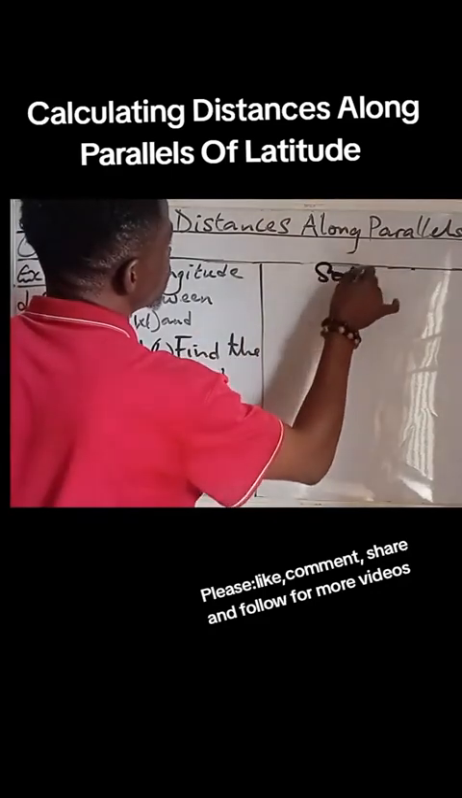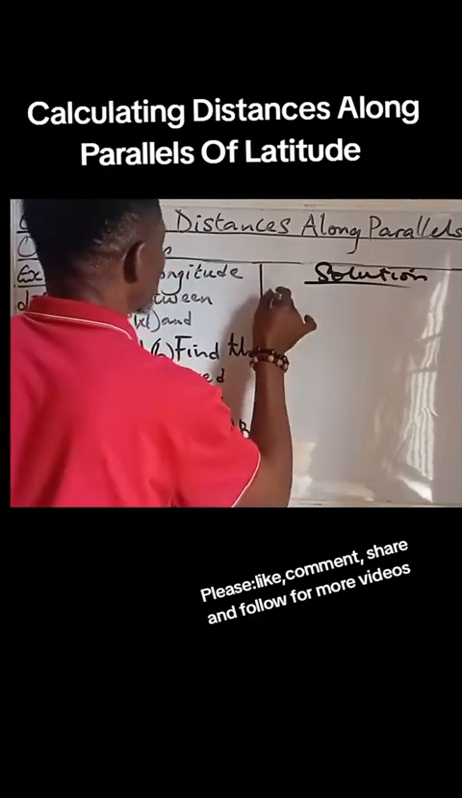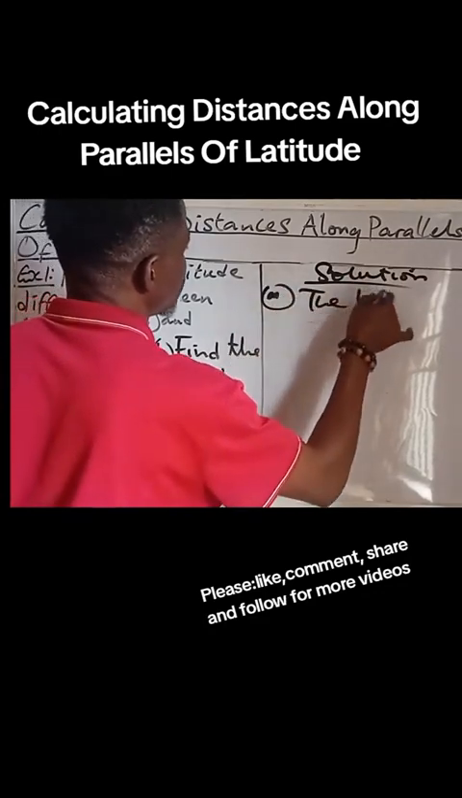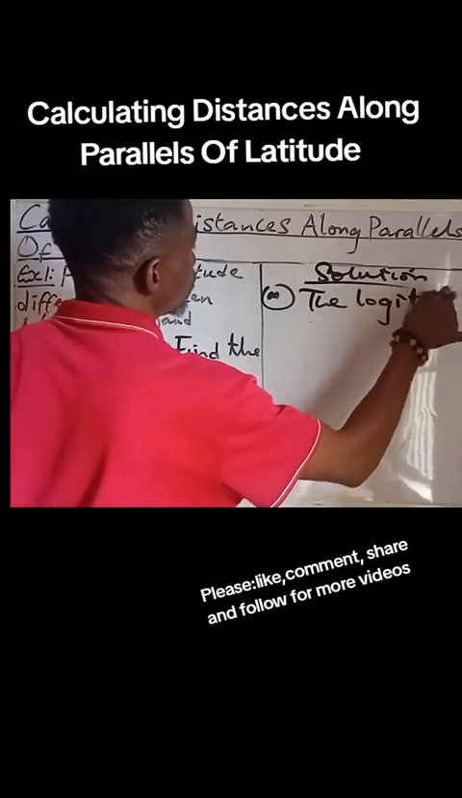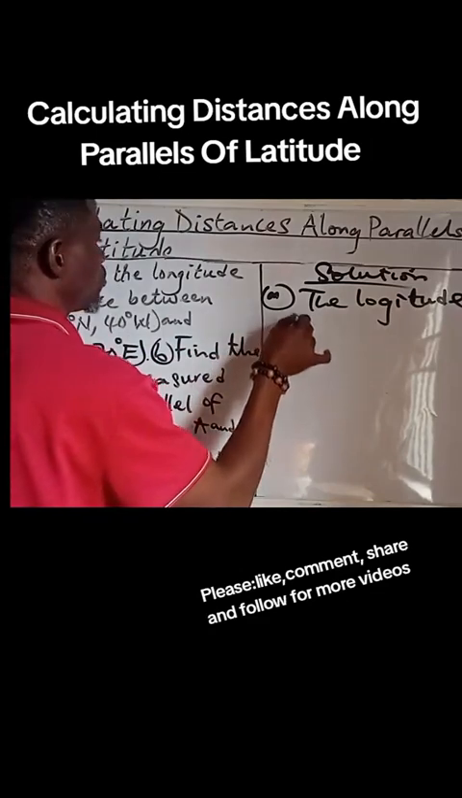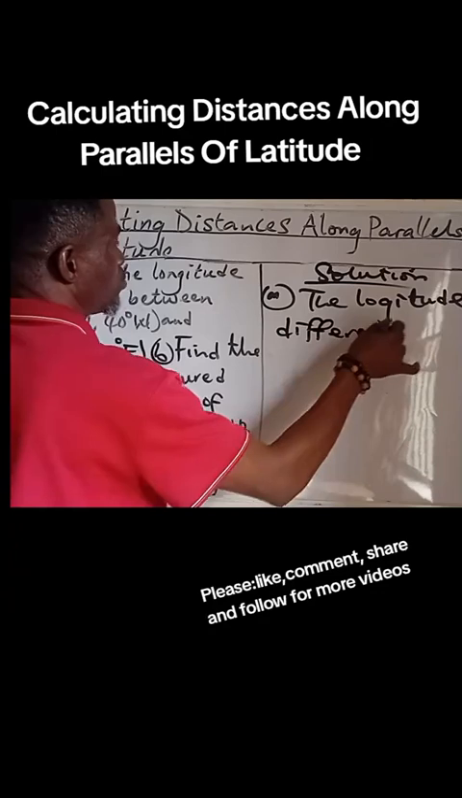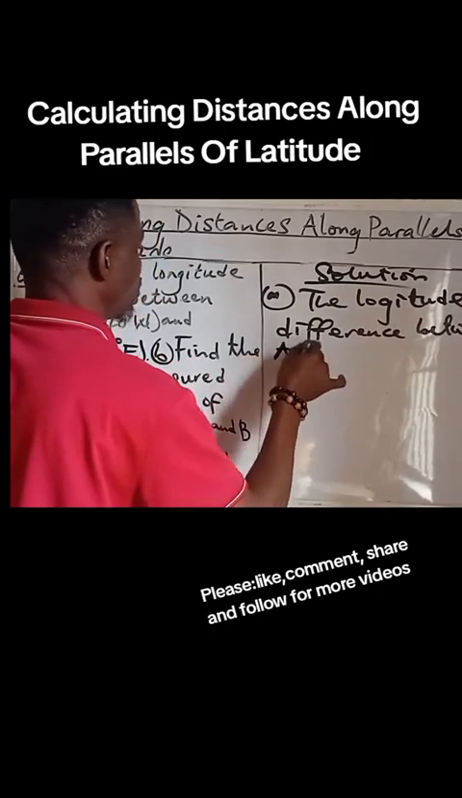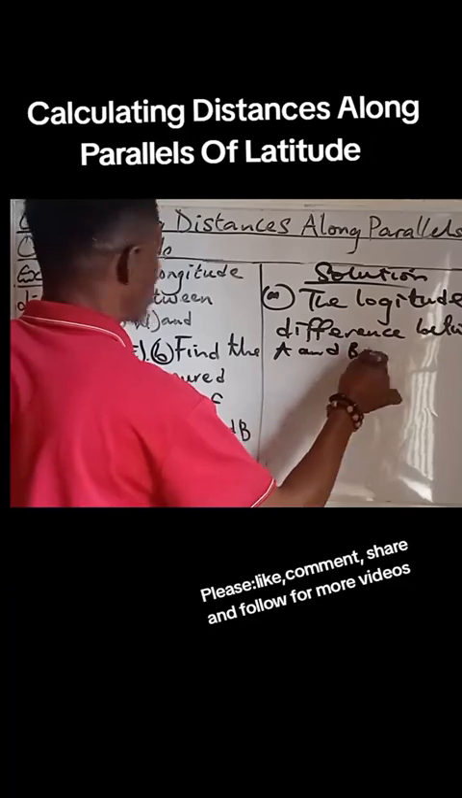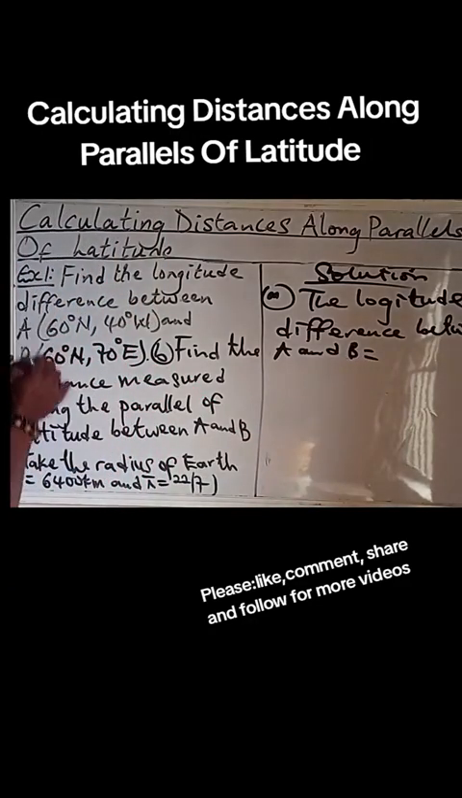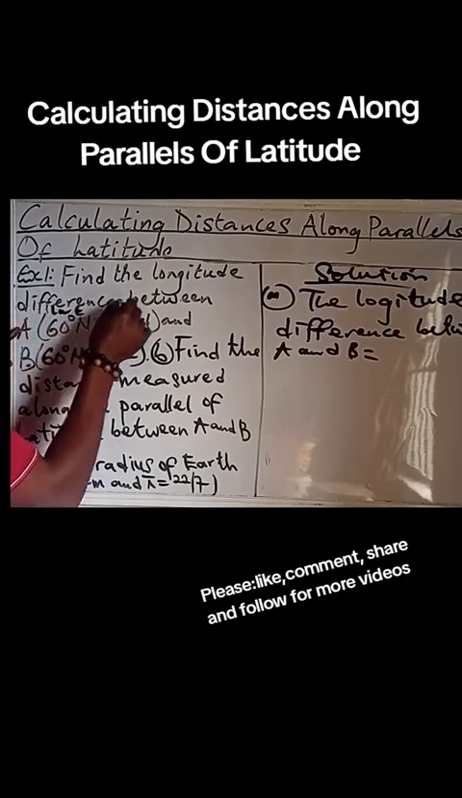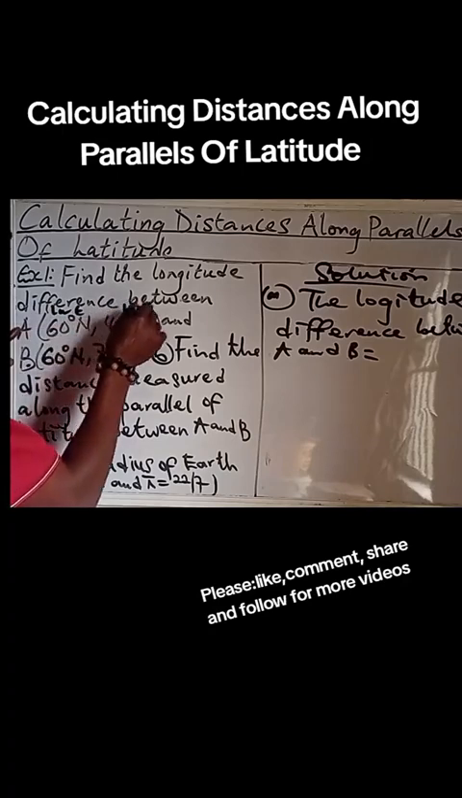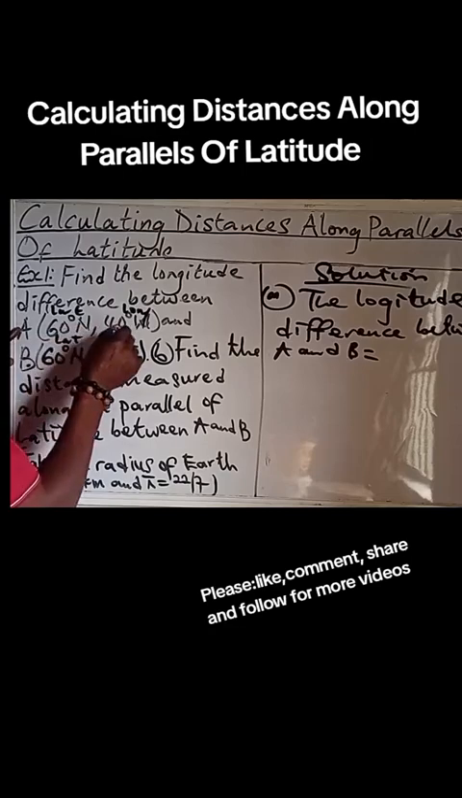So to calculate the longitude difference between A and B, if you look at it now, this is point A and this is point B. The first one is latitude. The second one is longitude. So that is how you always label it.